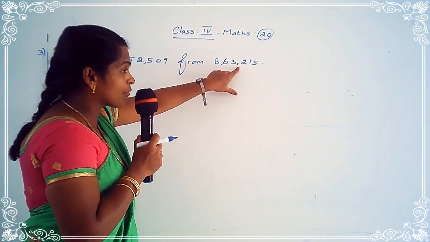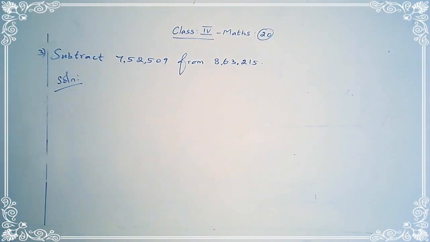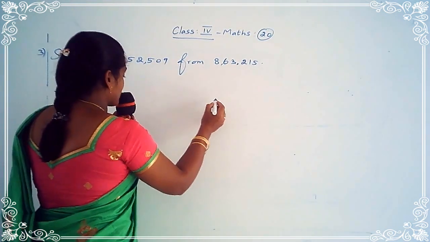So you write 8,63,215 at first. Okay children, the minuend will always be the bigger number. If you look at this, you can tell which is bigger. 8,63,215 is greater than 7,52,509. Okay, so you write 8,63,215 at first. Now write the place value chart.